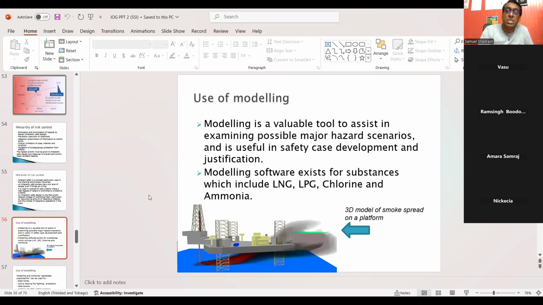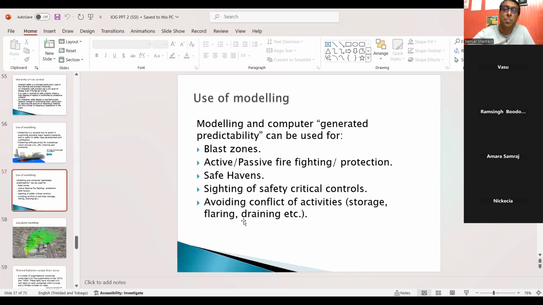Modeling software exists for substances which include LNG, LPG, chlorine, and ammonia. And again, modeling like where the vapor is going, these things are very good in terms of a risk assessment. If you see examining the possible major hazard scenarios, these could be done with 3D software. A lot of video games, PlayStation and so on, have better technology than, well, I mean, this slide, but a lot of that technology is actually part of modern calculations anyway, right? So modern computer-generated predictability can be used for blast zones.